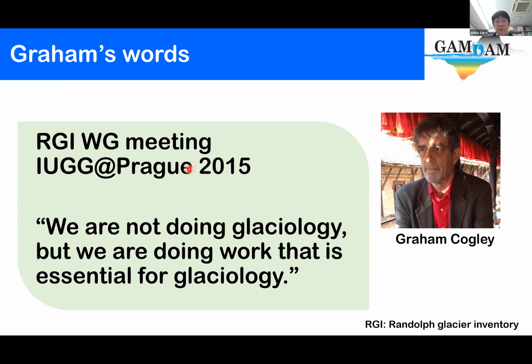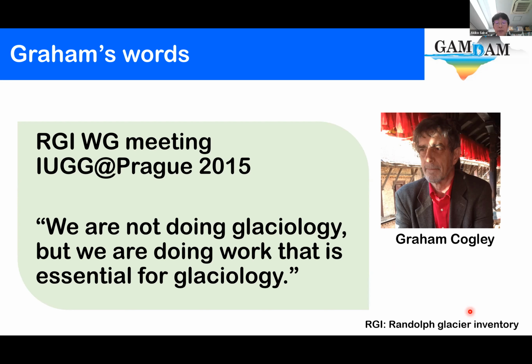In 2015, the IUGG meeting was held in Prague. I attended the RGI working group meeting. It was the first time for me. RGI means the Randolph Glacier Inventory, which is a collection of digital outlines of global glaciers. The working group tried to collect and improve the glacier inventory. In that meeting, he was an organizer.